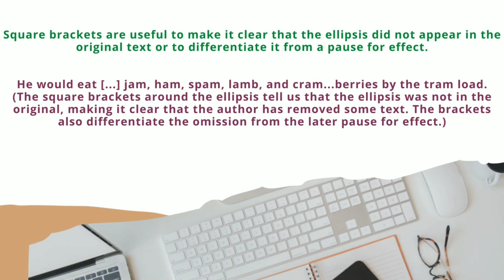Square brackets are useful to make it clear that the ellipsis did not appear in the original text or to differentiate it from a pause for effect. "He would eat [...] jam, ham, spam, lamb, and crumb... varies by the tram load." The square brackets around the ellipsis tell us that the ellipsis was not in the original, making it clear that the author has removed some text. The brackets also differentiate the omission from the later pause for effect.